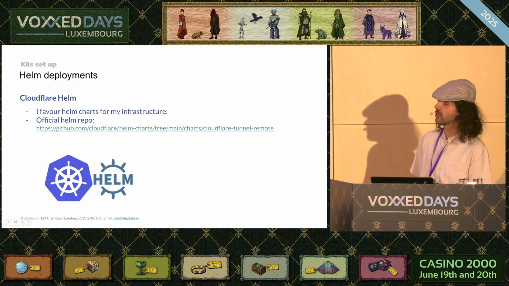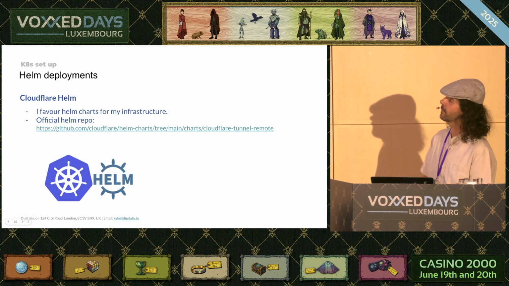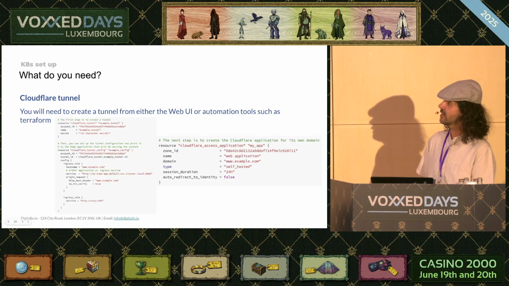Because we're talking specifically about Kubernetes workloads, just use the Helm chart. Just get the Helm chart from Cloudflare Tunnels and install it with your Cloudflare tunnel, and that's really all you need.